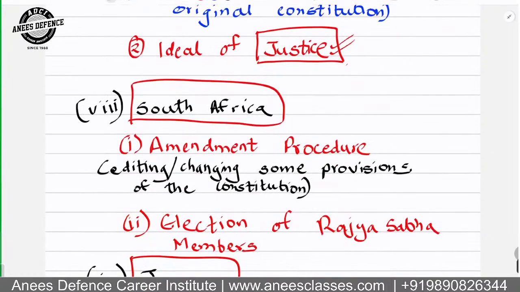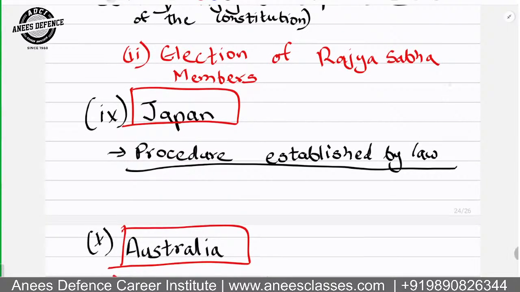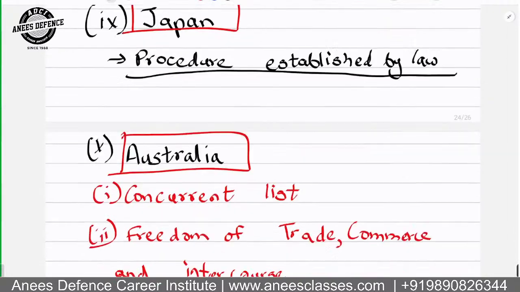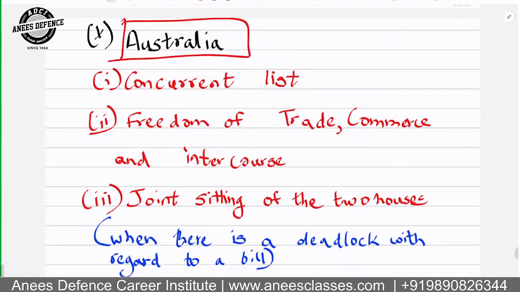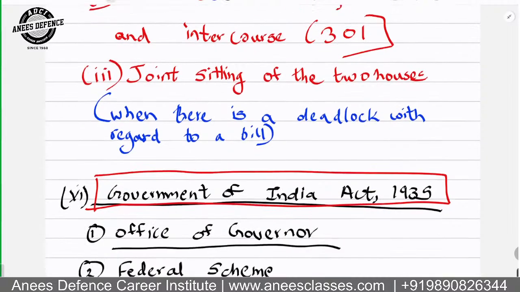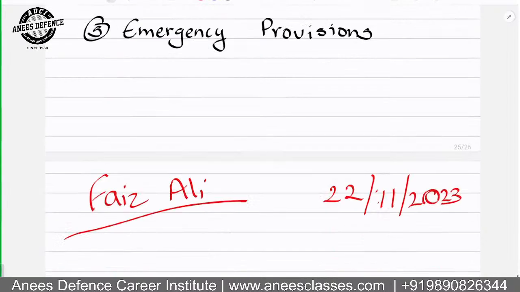Then the ideal of justice. From South Africa, we have borrowed the amendment procedure. This we are going to study in our today's lecture. Election of members of the Rajya Sabha. Then from Japan, we have borrowed the procedure established by law. Another thing that is due process of law is included in the Constitution, that is borrowed from the American Constitution. From Australia, we have seen the concurrent list. This I had explained above. Then freedom of trade, commerce, and intercourse, Article 301. Then joint sitting of the two houses in case of a deadlock. Then from Government of India Act, we have seen that Office of Governor, Federal Scheme, Judiciary, Public Service Commissions, and Emergency Provisions. Now let us continue.